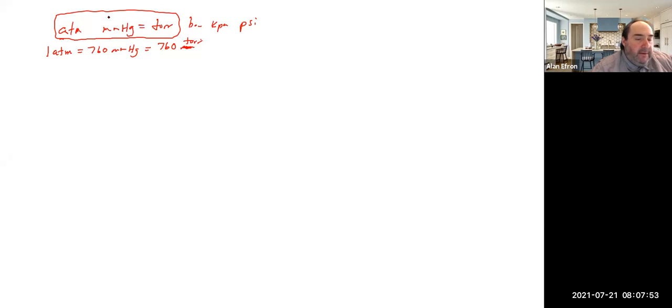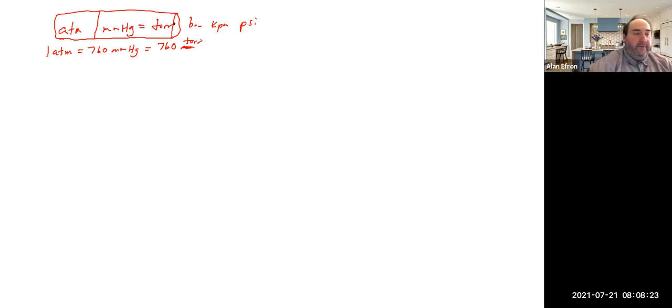Remember that a millimeter of mercury and a torr are equal to each other, so it's a one-to-one relationship. Pressure is caused by collisions, as gas molecules are constantly flying around. As they fly around, they make collisions with the walls of the container, and an increase in the rate of collisions affects the amount of pressure that we see.